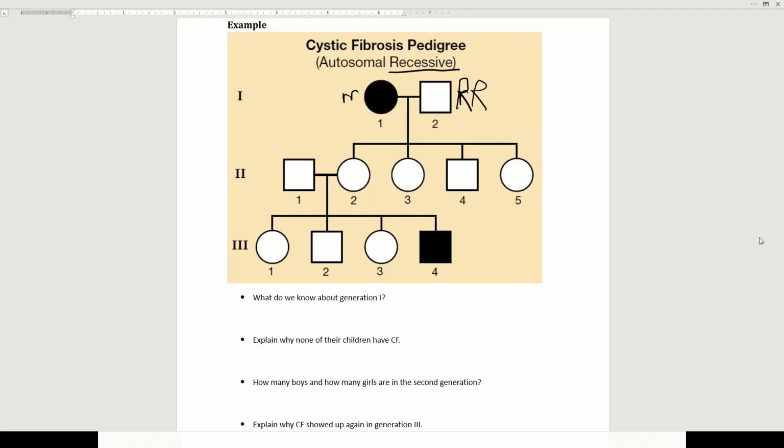So how many boys and girls are in the second generation? Well, we have 1, 2, 3 girls and then 1 boy. This is the mate of this daughter, so only 3 girls and 1 boy.